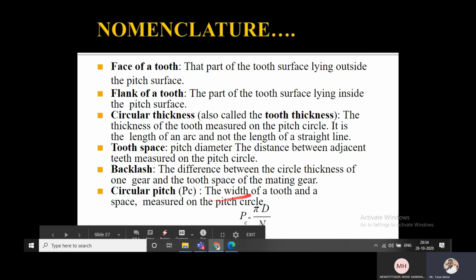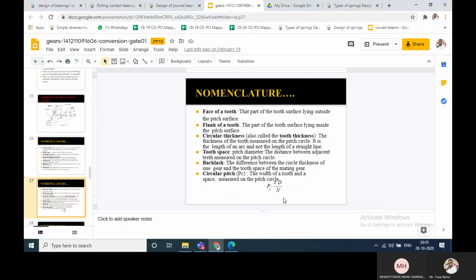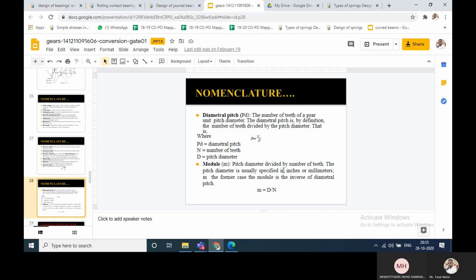Circular pitch, PC. The width of the tooth and space is measured with the circular pitch. PC is equal to pi d by t, actually not n here, this is the t. Pi d by t is the circular pitch. Diametral pitch PD is equal to t by d. Diametral pitch is the ratio of the number of teeth on the gear to the diameter.